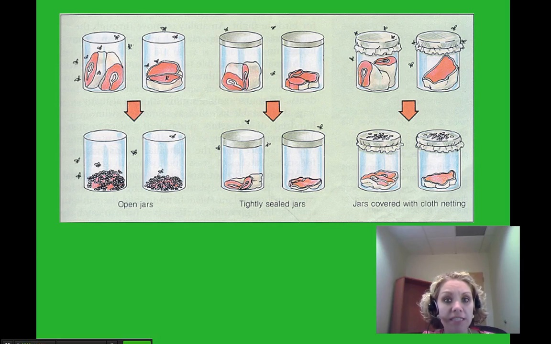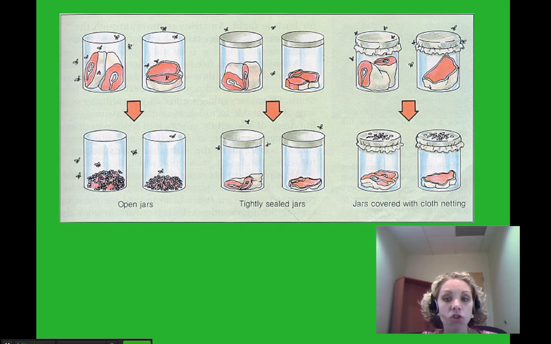The difference is what is on top of the jars. No top, tightly sealed top, netting. We can then see the results. We can see that the open jars, the flies access the meat, maggots appear. In the tightly sealed jars, flies cannot access the meat, no maggots.